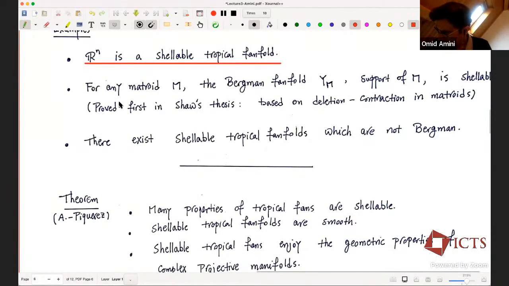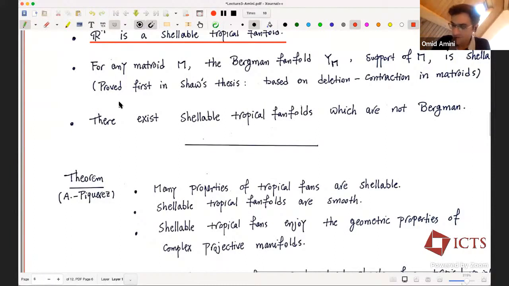Okay, so maybe the meta theorem is that many properties... I didn't tell you this, but there are actually a lot of shellable tropical fans which are not Bergman, so they are not associated to matroids. So you get a lot of tropical fans which are shellable, so they will have a lot of good properties. I'm just going to tell you a few of them, and then we can continue tomorrow. So the meta theorem is that many properties of tropical fans are preserved for shellable ones, by the operations that we introduced.